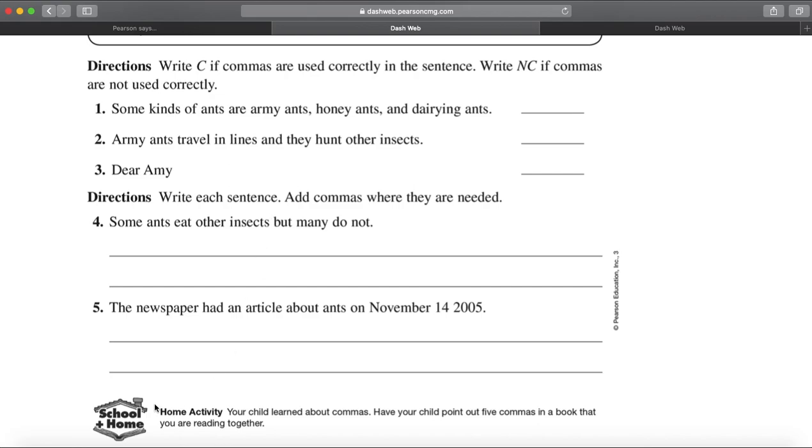Before. Now, number 5: The newspaper had an article about ants on November 14, 2005. We said before the year, we should put a comma. So this is a mistake here. I should write the sentence again, and before 2005, we should put a comma. We should separate the date. Okay? Now you go to page 428.